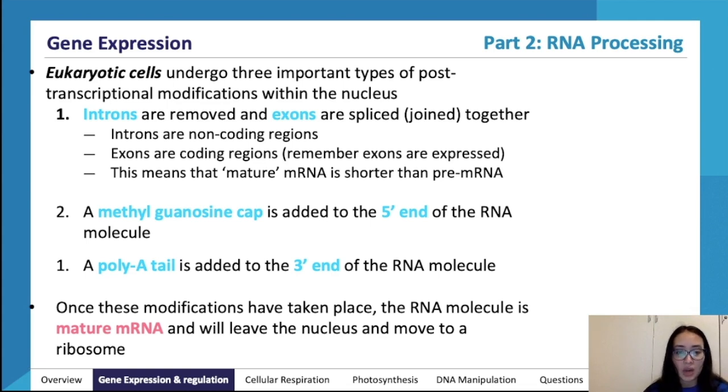You've also got a methylguanosine cap being added to the 5' end of the RNA molecule and a poly A tail being added to the 3' end of the RNA molecule. And once these modifications have taken place, the RNA molecule will become mature mRNA and it will leave the nucleus to move to a ribosome.